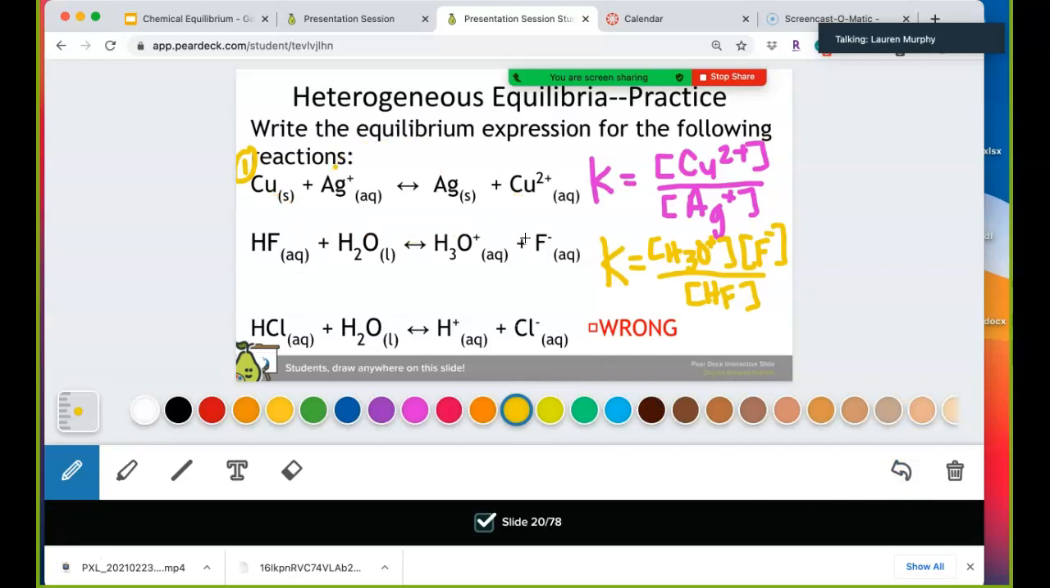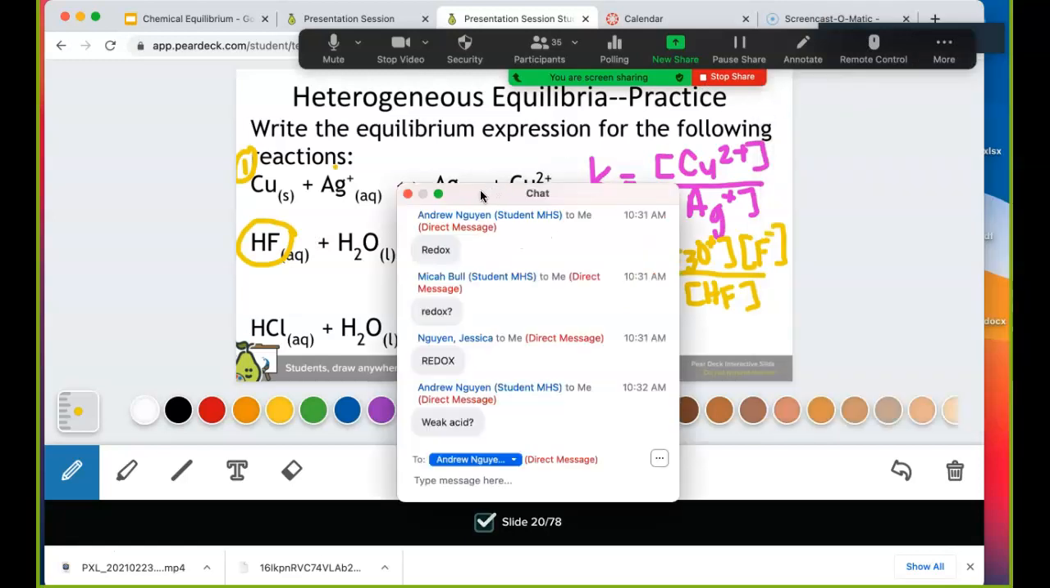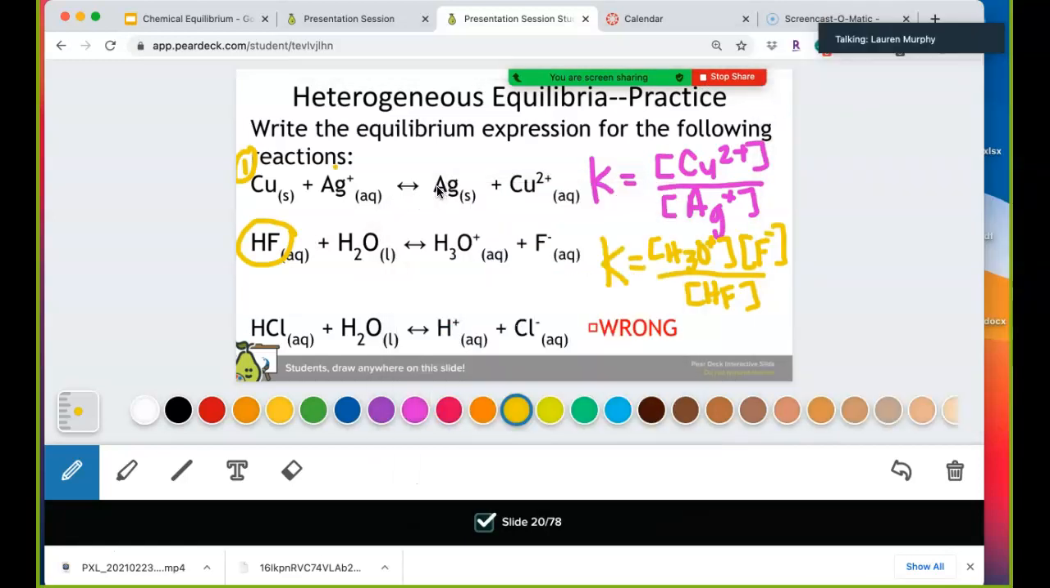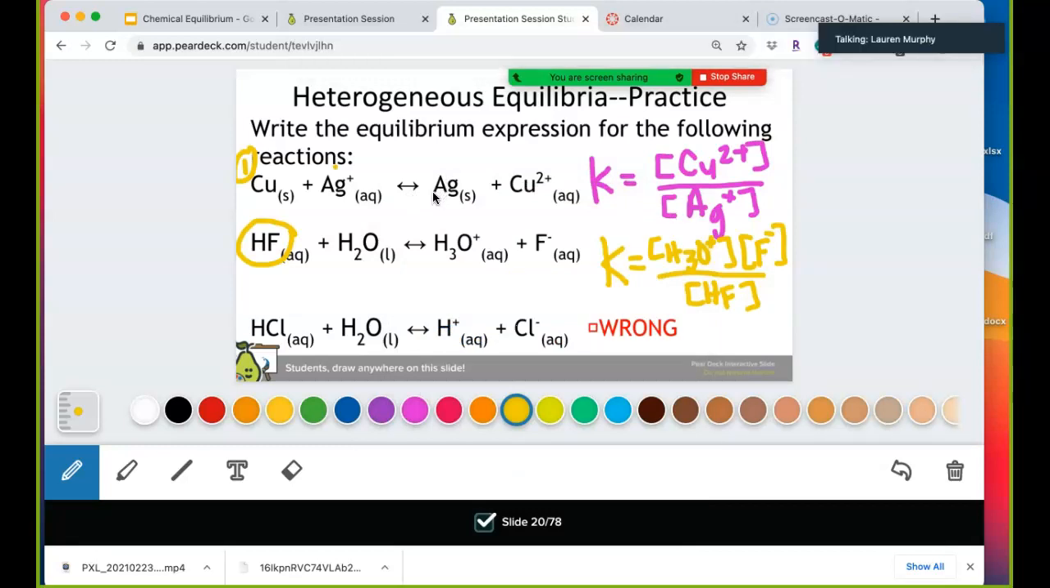The second reaction is the reaction of what kind of substance? Who is HF? What's its name? It's hydrofluoric acid. It's a weak acid. So please write this down. Weak acids or weak bases will always go to equilibrium. The whole point of them being weak is because they weakly ionize. They don't ionize a lot. That's what makes them weak.